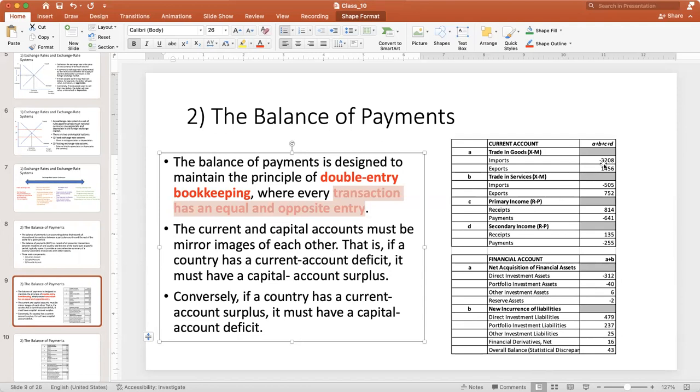And there is here an example. So you can pause the video and try to find the current account and the financial account, and let's see if this is on balance.